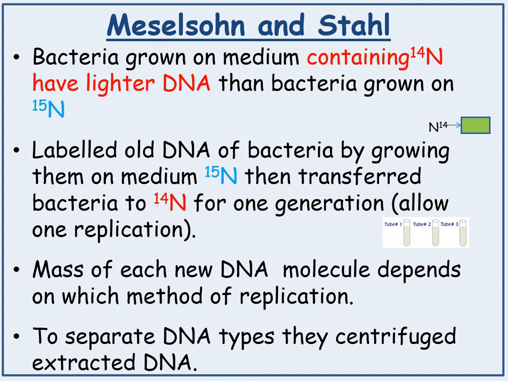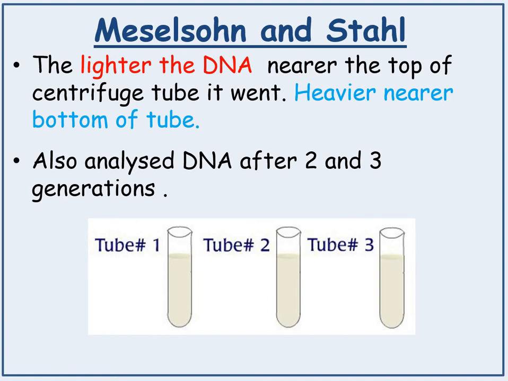So they labelled the old DNA, the original DNA of the bacteria, by growing them on nitrogen-15, the heavier DNA. They then transferred the bacteria into nitrogen-14 for one generation to allow for one replication. And then the mass of each new DNA molecule depends on which method of replication. To separate DNA types, they centrifuged and extracted the DNA. The lighter DNA would be nearer the top of the centrifuge tube, whereas the heavier DNA would be nearer the bottom of the centrifuge tube.